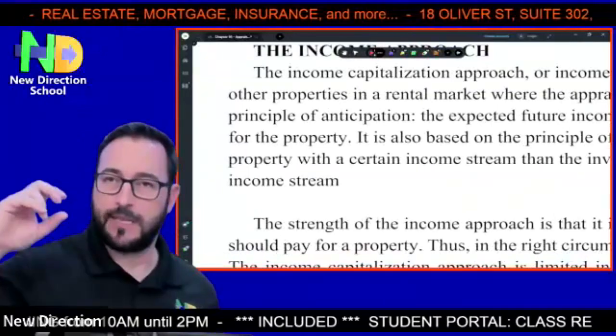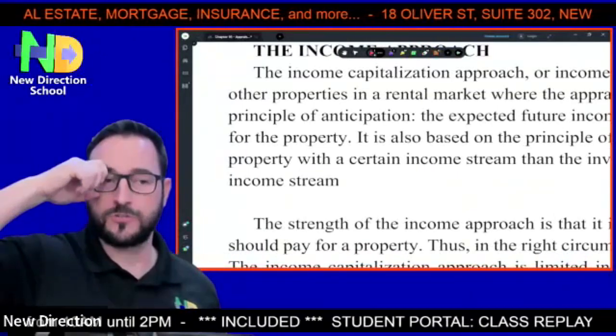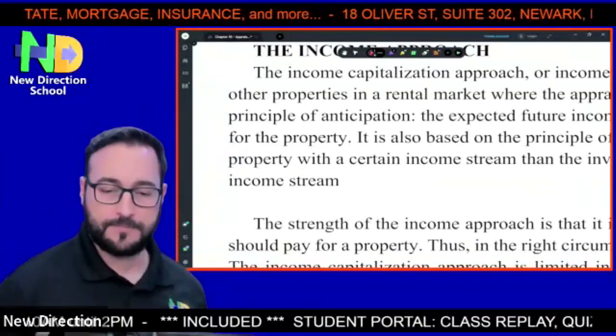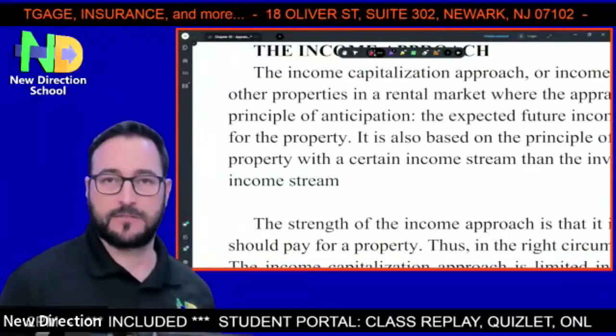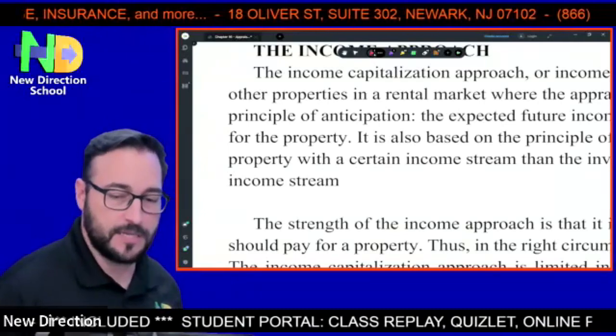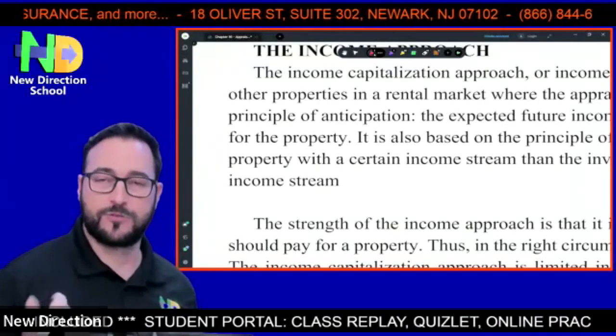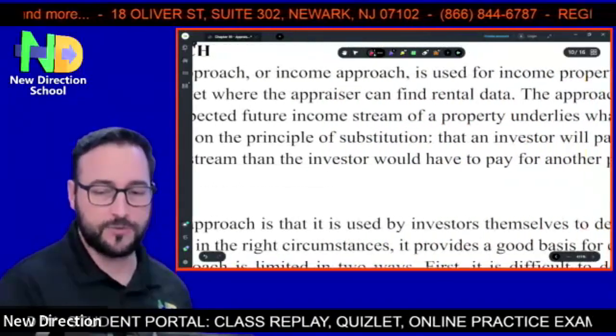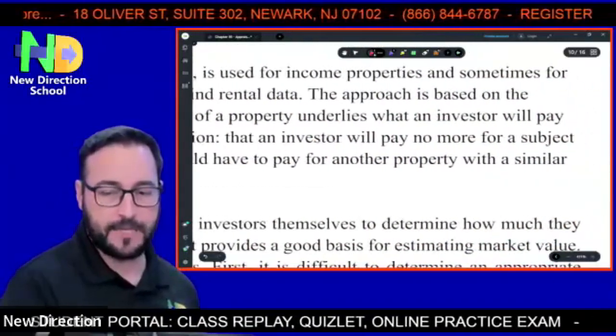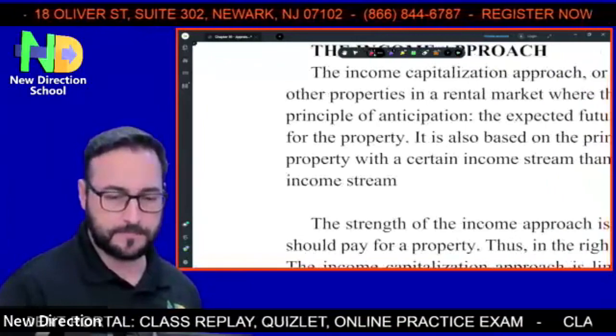So every one of these approaches has their own elements, or fundamentals of value, where they're based. So the previous one, we had substitution and contribution, right? Here is substitution, right? And anticipation.